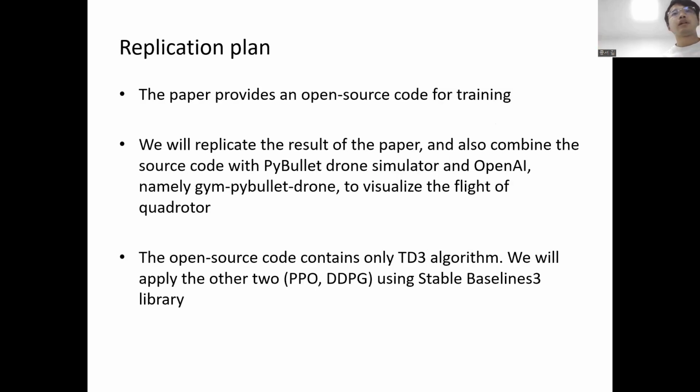For the replication plan, since the paper provides open source code for training, we will replicate the results of the paper and also combine the training source code with the piloted drone simulators and OpenAI gyms, which are gym piloted drone, to visualize the flight of the quadrotor. And since the open source contains only the TD3 algorithm, we will apply the other two, which are PPO and DDPG. Maybe we will employ them from the Stable Baselines 3 library.